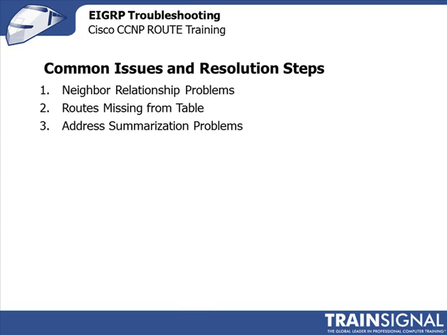EIGRP is a very unique protocol, and as such has some unique situations and problems that are common to the protocol. So one of the things we want to do is to understand some of the common resolution steps for some of the common issues that come with the EIGRP protocol. And essentially there are three major groupings. There are neighbor relationship problems. There are problems related to routes missing from the IP routing table or topology table for EIGRP. And then a third common problem is address summarization issues.